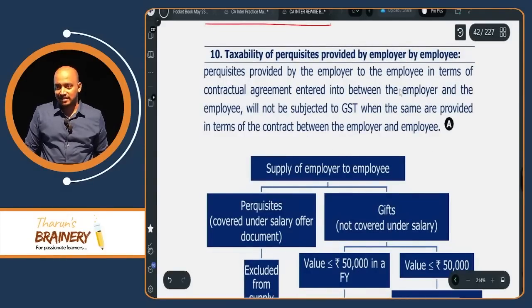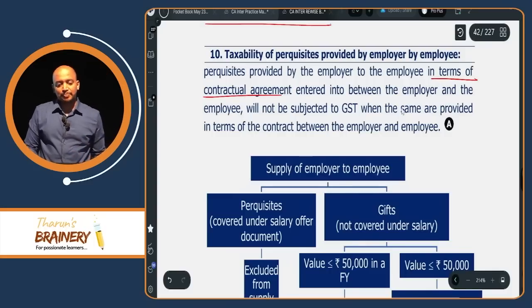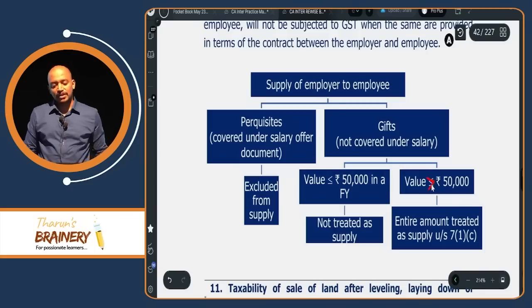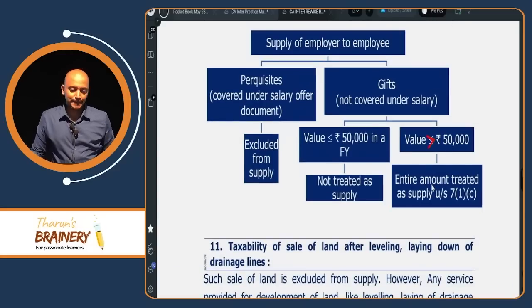Then, taxability of perquisites provided by employer to employee. Already we discussed this. This is an amendment: perquisites provided by employer to employee in terms of contractual agreement will not be treated as supply. It will be excluded from supply. So supply by employer to employee, perquisites excluded from supply; gifts not covered under salary, if it does not exceed 50,000 in a financial year, not treated as supply. Here you change it to greater than: if it exceeds 50,000 in a financial year, the entire amount is treated as supply under 7(1)(c).